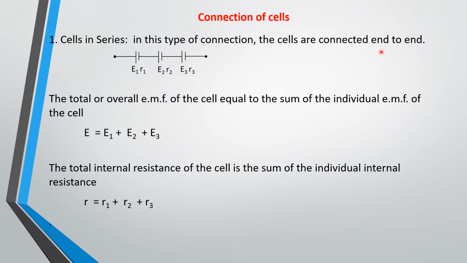And for cells that are in series, just like when resistors are in series, the overall EMF of the cells is equal to the sum of the individual EMFs of the cells. Is that okay? Then the total internal resistance, the same thing as for resistors in series, you just add them together, and you have the total internal resistance of the cells. Okay, so this is for cells that are in series.